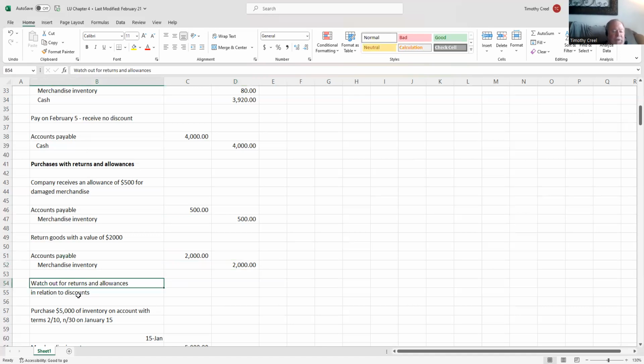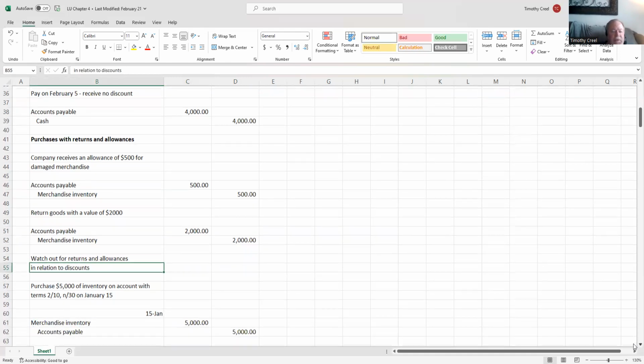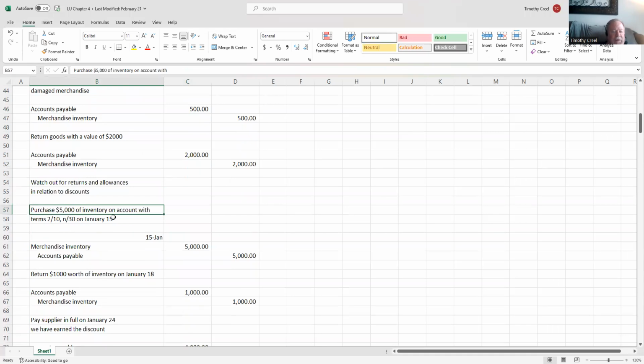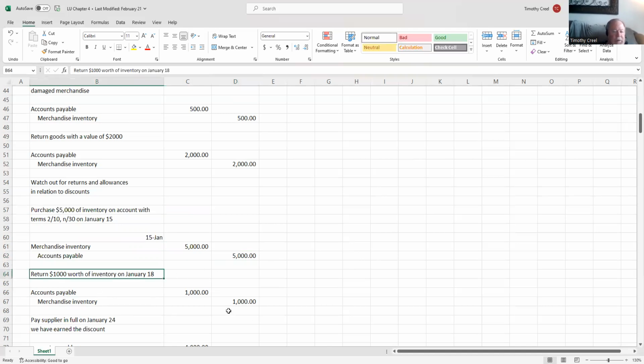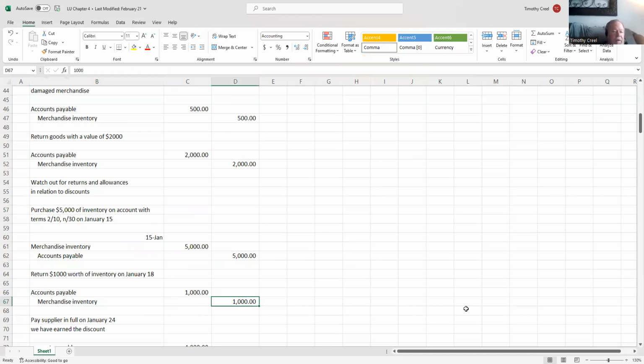Now, watch out for returns and allowances in relation to discounts. What I mean by this is, what if we purchase $5,000 of inventory on account with terms 2/10, net 30 on January 15th? So on January 15th, we'd debit merchandise inventory and credit accounts payable. This is what we would do to set up or initiate the transaction. Let's say we return $1,000 worth of inventory 3 days later. So we'd debit accounts payable for $1,000 and credit merchandise inventory for $1,000. We no longer own that inventory and it's been shipped back to the supplier.